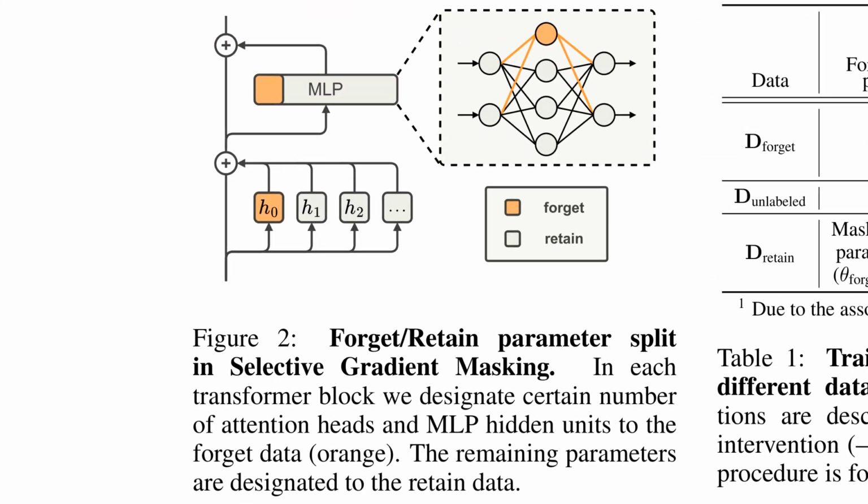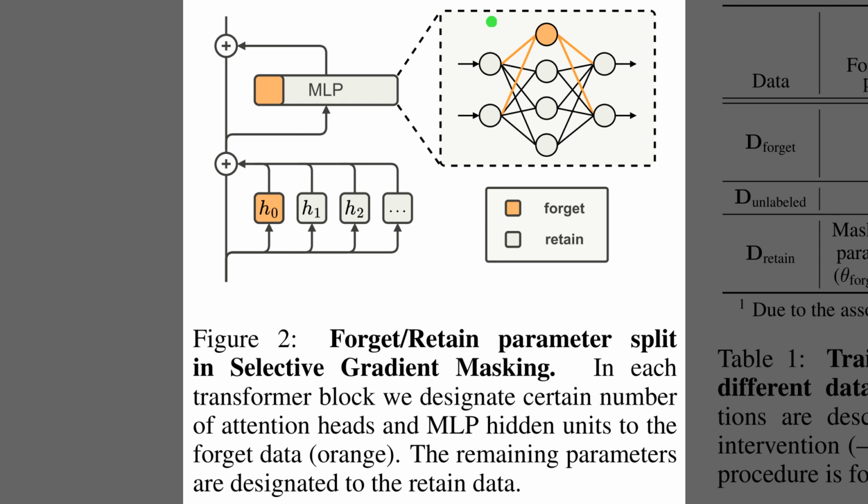Well, Figure 2 shows how selective gradient masking carves each transformer block into forget and retain parts. The orange units mark the forget segment, which learns from data that should later be removable. The gray units form the retain segment, which preserves general capability even if the forget slice is zeroed out. The zoomed MLP diagram highlights that only some neurons and connections are tagged as forget, so the method localizes risky knowledge rather than spreading it across the whole block.